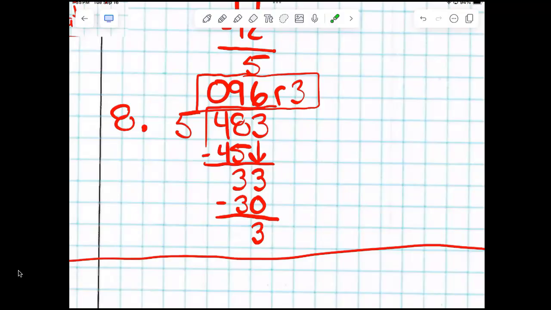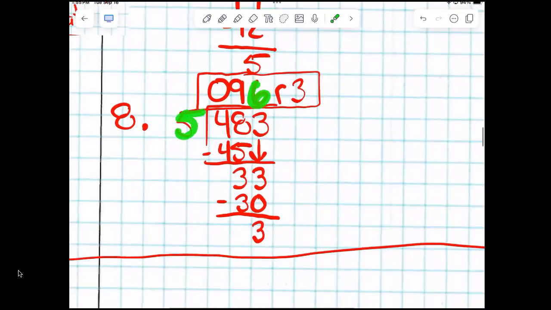So 33 divided by 5. How many times does 5 go into 33? So I put up my 6 here. What's 6 times 5? 30. So 6 times 5 gives me 30. What do I do with that 30? Subtract. What's 33 minus 30? 3. What do I do next? Check answer. Is 3 smaller than 5? Yes. Does McDonald's serve cheeseburgers?